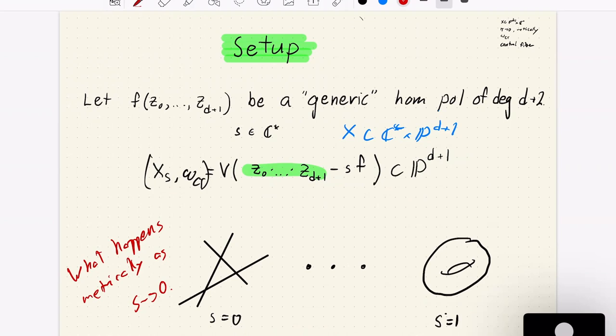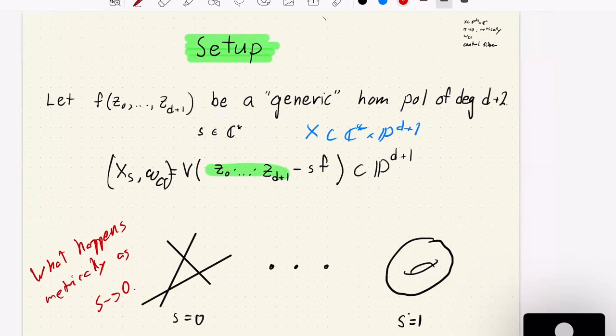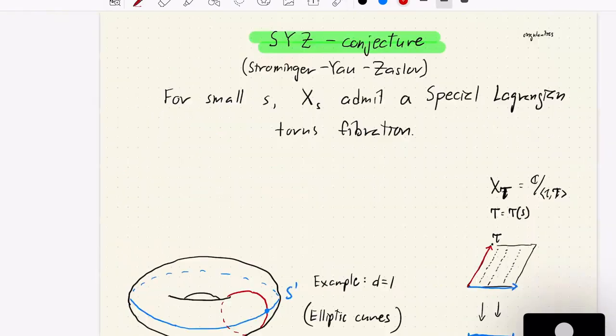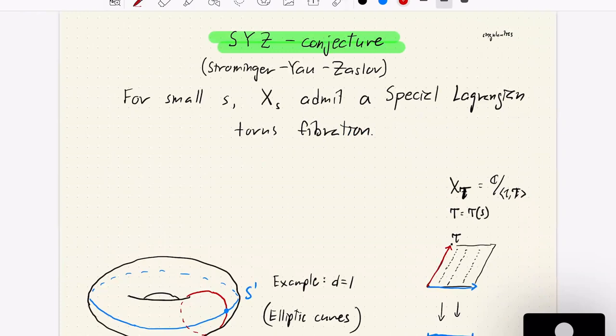And there are two conjectures that predict what's going to happen when s tends to zero. The first one is called the Strominger-Yau-Zaslow conjecture. And it says that for small s, these Calabi-Yau manifolds are going to be fibrations over something smaller, in some sense much simpler. So for small s, these Calabi-Yau manifolds admit a special Lagrangian torus fibration.